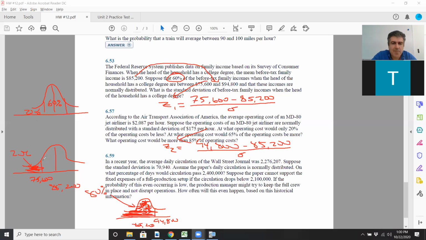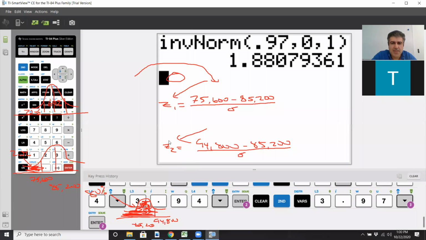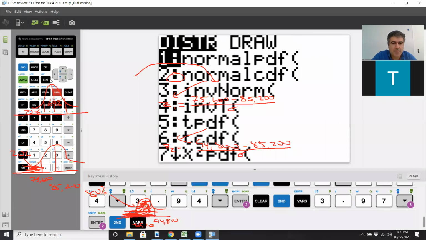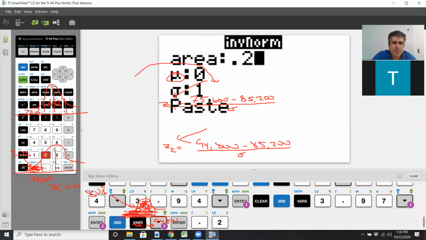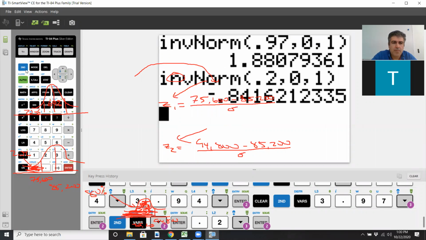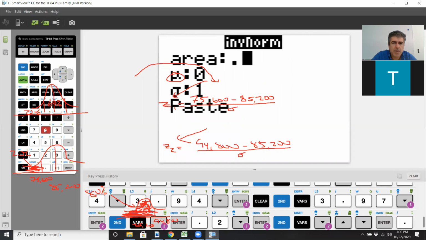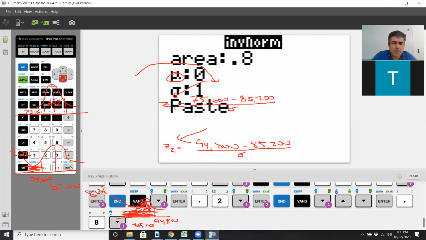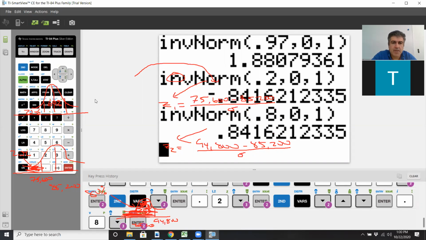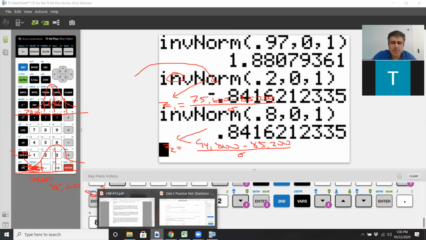So I can find these z-scores now. Yeah, this was a little tricky. I won't ask this on a test because it's a little too much, but maybe an extra credit question might be good. So inverse norm, 0.2. Let's get that standard deviation. There's negative 0.84. If I do this again for 0.8, you get the positive counterpart, but just to be sure, 0.8. Yeah, 0.8416. So your z-score is in between those two numbers.